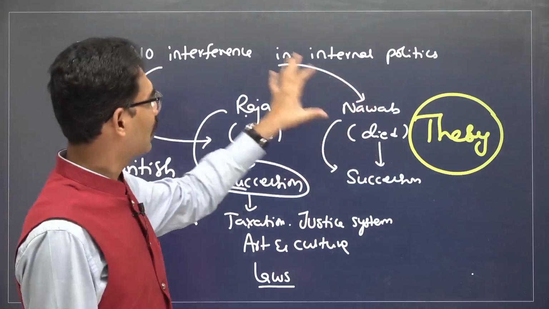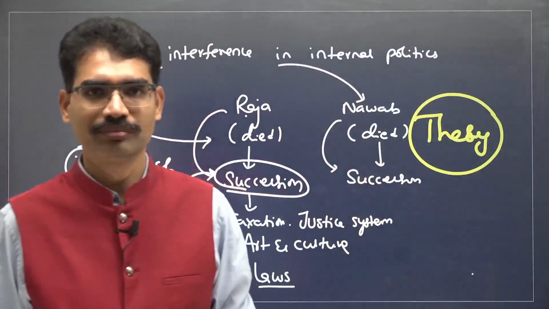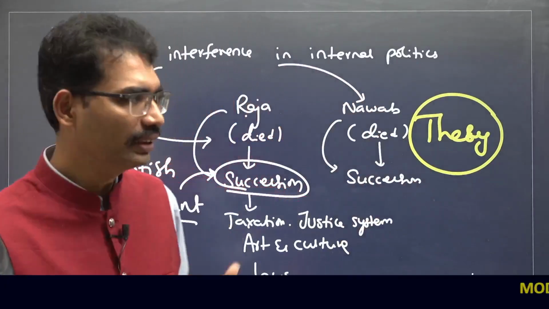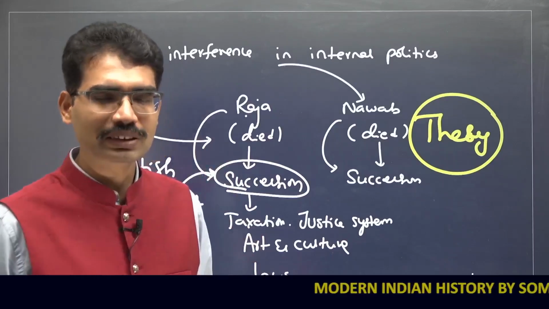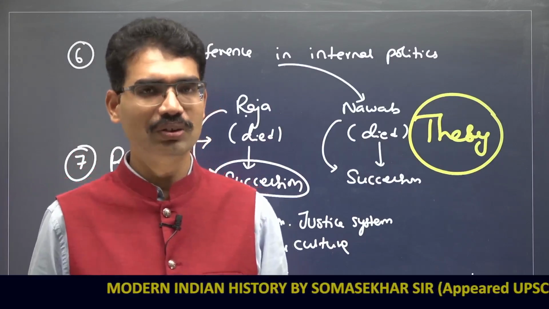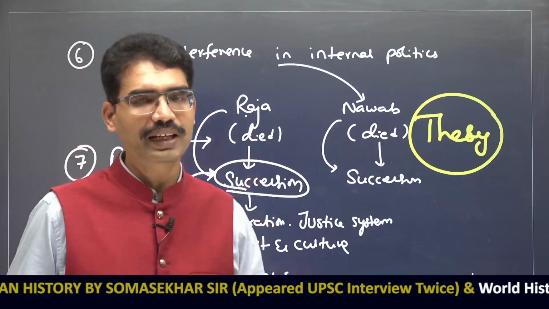In theory, they were not to interfere, but practically every day they used to interfere. That is why the Indian native rulers also had grievances, but still, because their military itself had surrendered, what could they do? They could not do anything. Subsidiary alliance treaty. Now, who is the person behind this?